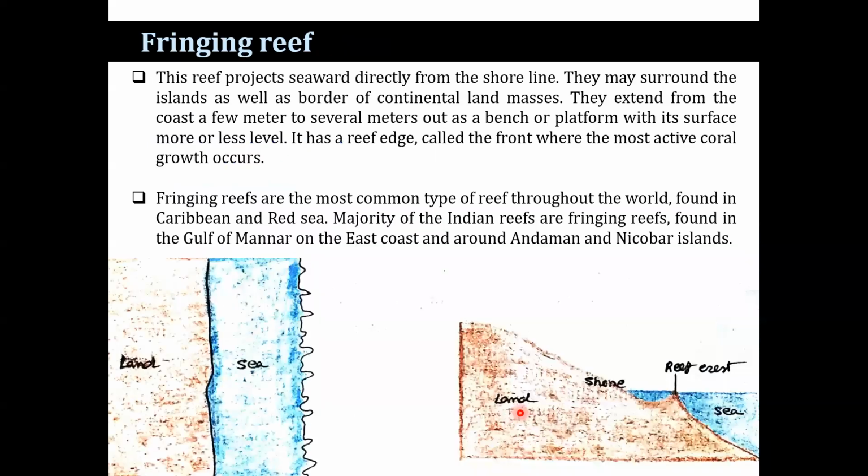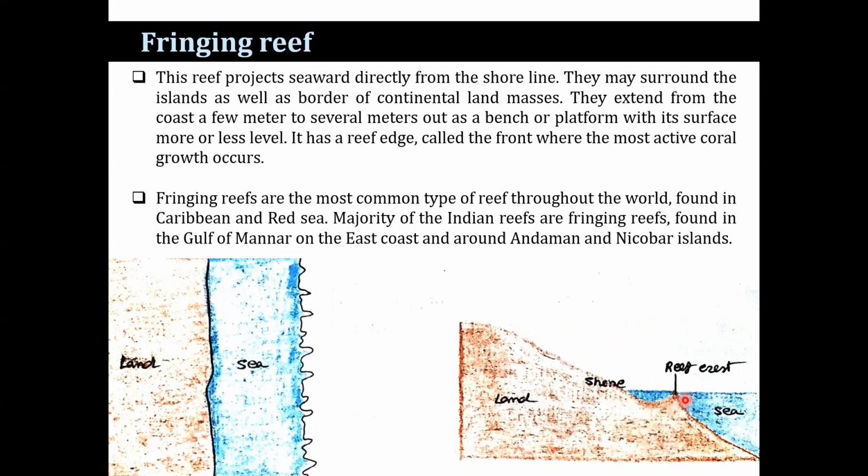So the first one is the fringing reef. Fringing reefs project seawards directly from the shoreline. They may surround an island as well as border continental land masses. They extend from the coast a few meters to several meters out as a bench or platform with its surface more or less level. It has a reef edge that is known as the reef front, where the most active coral grow.